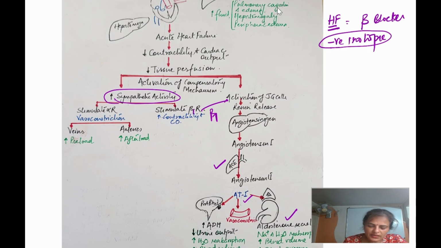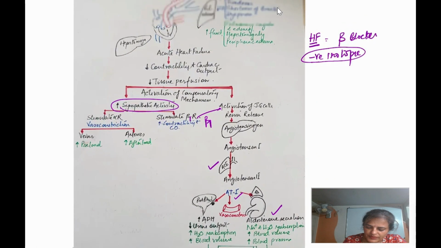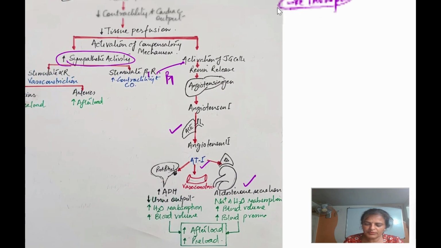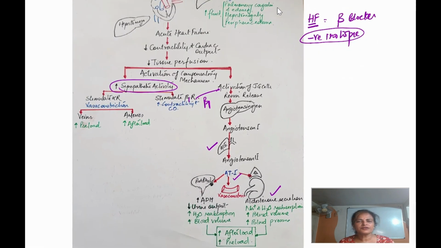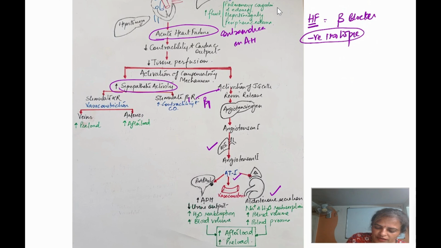But now what we write is, because of the sympathetic overactivity, it is going to stimulate the RAS system, and because of that stimulation of the RAS system, it is going to cause cardiac remodeling. So by giving the beta blocker, it is going to reverse the cardiac remodeling and improve the survival. Now where are we supposed to give this beta blocker? In acute heart failure, again here it is contraindicated. Beta blockers are contraindicated in acute heart failure.